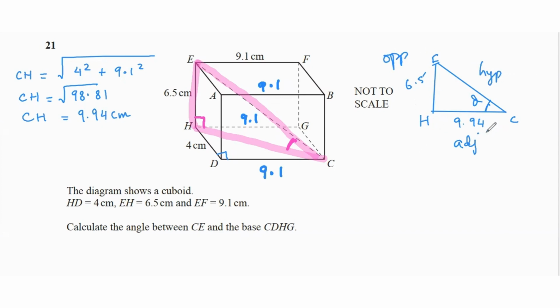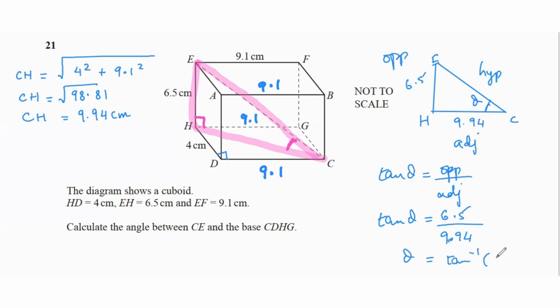So since we have the opposite and adjacent, we're going to use tangent because tan theta is opposite over adjacent. Using this ratio, we can see that we only have one unknown, which is the angle. So tan theta equals 6.5 over 9.94. And that is going to give us tan inverse of 0.65392, which is basically equal to 33.2 degrees. That is your angle between CE and the base CDHG.